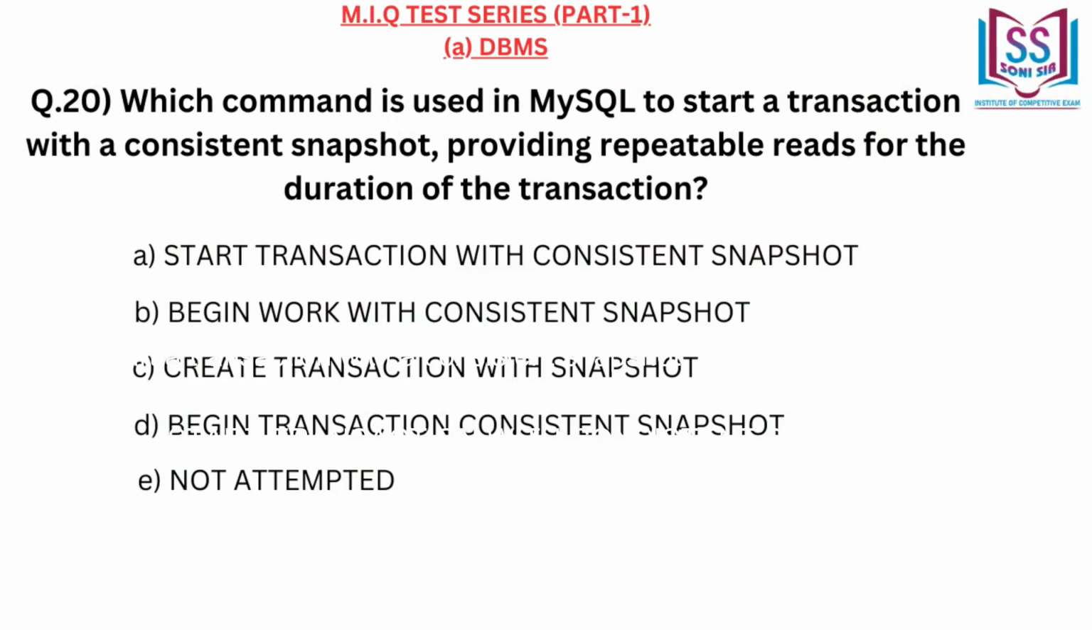Which command is used in MySQL to start a transaction with a consistent snapshot, providing repeatable reads for the duration of the transaction? A. Start transaction with consistent snapshot. B. Begin work with consistent snapshot. C. Create transaction with snapshot. D. Begin transaction consistent snapshot.